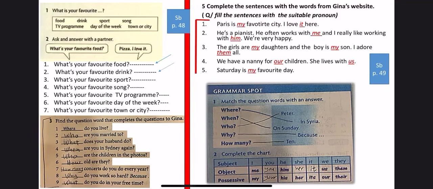What's your favorite sport? Here there is a difference between your and you. You is a subject pronoun. With you, the auxiliary verb are comes, while your is a possessive pronoun. So a possessive pronoun is treated as singular, especially here, where it acts as a subject. So what's your favorite song? What's your favorite TV program? And what's your favorite day of the week? What's your favorite town or city?